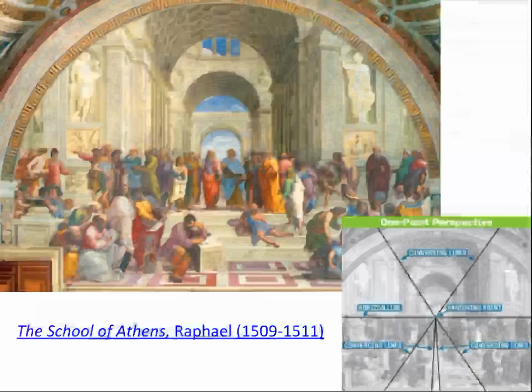This is one of the oldest examples of 1-point perspective that we have. This is called the School of Athens by Raphael, and it was painted between 1509 and 1511.